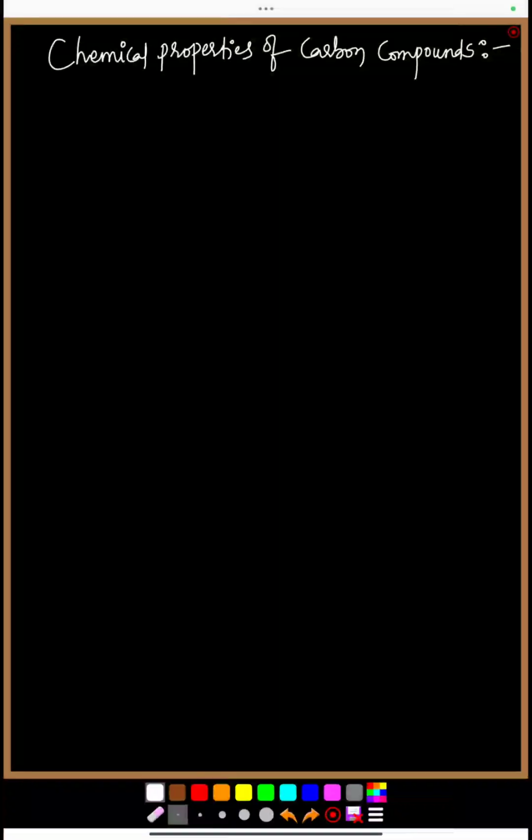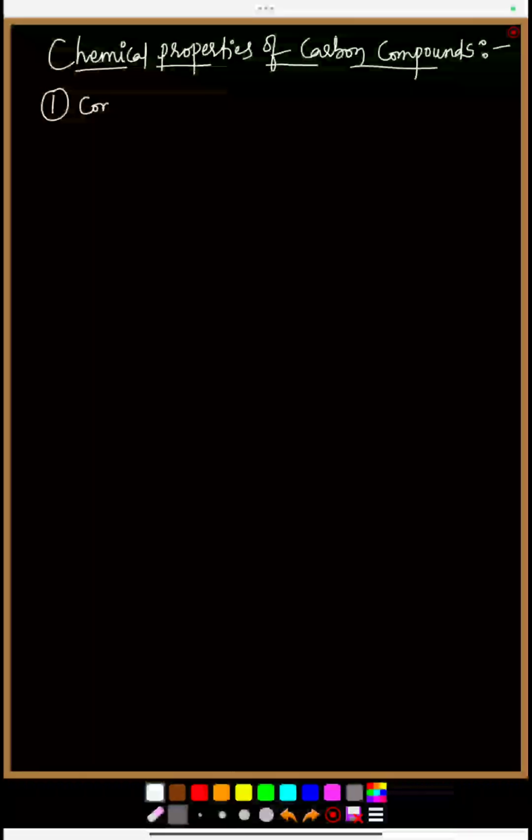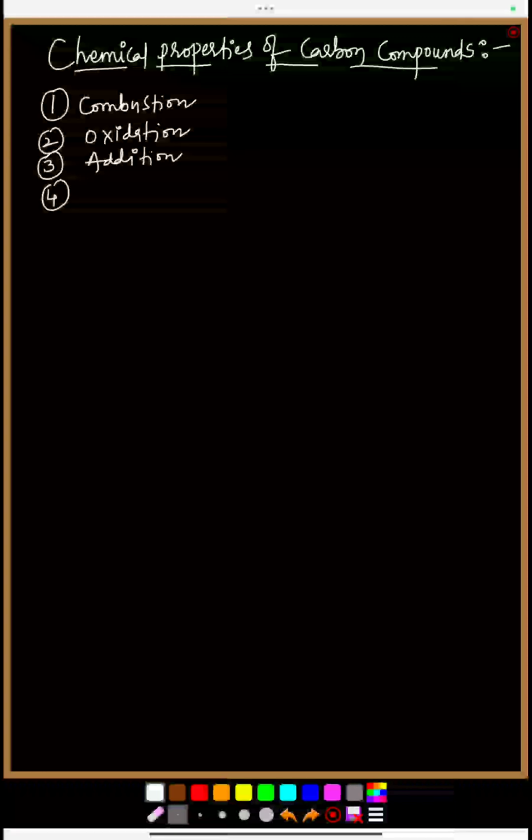In this video, you are going to learn about chemical properties of carbon compounds. First of all, carbon and its compounds mainly participate in four types of chemical reactions. One is combustion, second one is oxidation, third one is addition, fourth one is substitution.